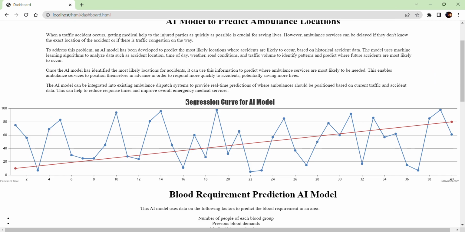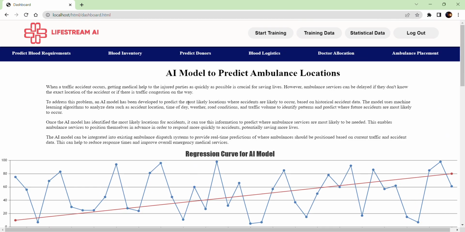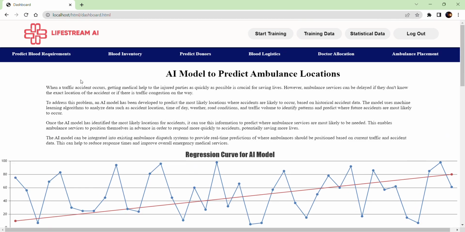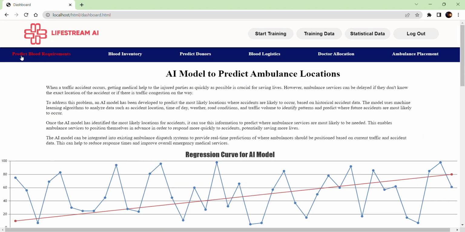It shows us the regression curve model that is basically used to train the AI model that was generated from the sample data that we used to train the model. And depending upon this regression curve, the data is predicted in this AI model, and this is all the briefing about that. So now I'll move on forward to predict blood requirements.